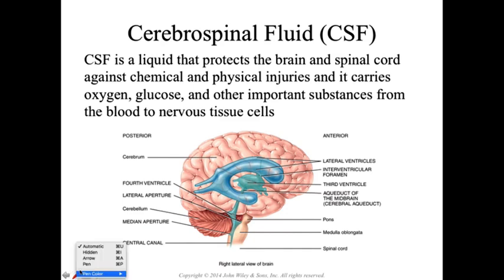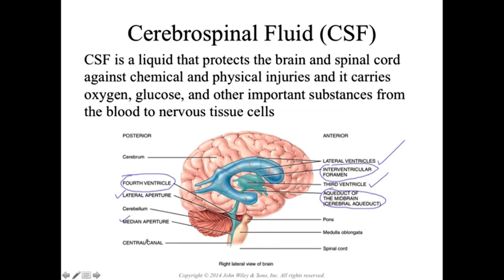So this is like a 3D, third-dimensional view where you can see it's deep to the brain, where we have the lateral ventricles. And then that fluid has to flow through the interventricular foramen of Monroe to get into the 3rd ventricle. And then to get from the 3rd to the 4th ventricle, it's got to go through the cerebral aqueduct of Sylvius to get into the 4th ventricle. And then the way it leaves the 4th ventricle is either going through the lateral aperture or the median aperture.